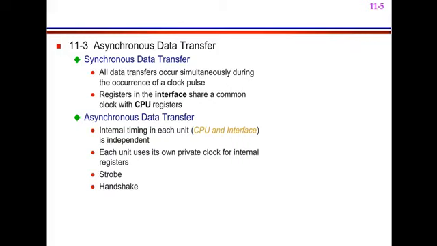For example, all the data transfer occurs simultaneously during the occurrence of a clock pulse. That means as a clock pulse starts, I will directly send the data irrespective of whether the receiver is ready to receive or not. So that is a synchronous data transfer. In synchronous data transfer, a common clock pulse is shared between the two, the sender source and the destination.